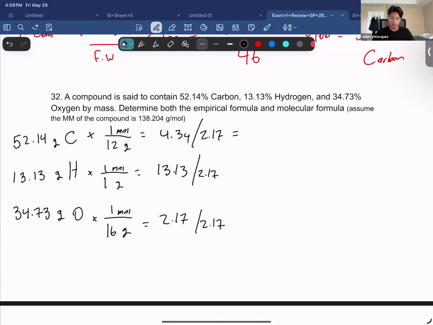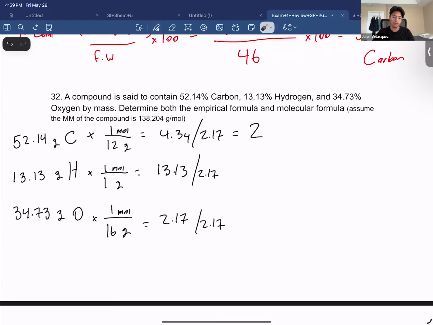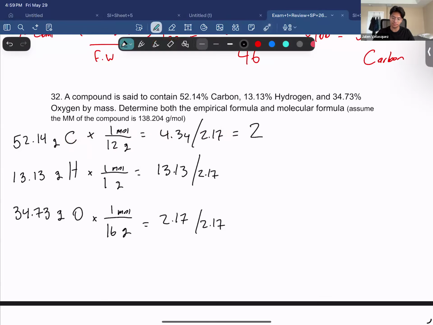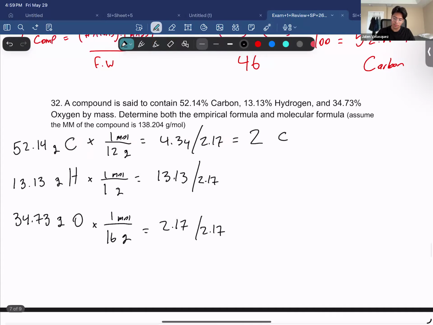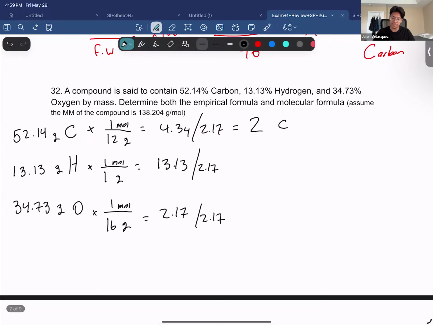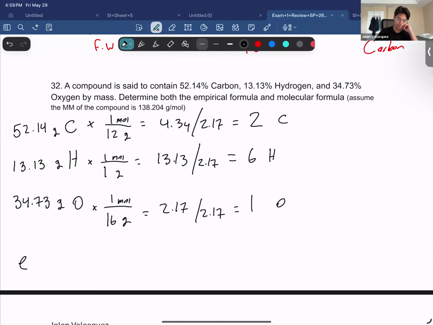Okay, so 4.34 divided by 2.17 is going to be about 2. And so note, do keep track of what element we're doing this for, right? So this is going to be 2 for carbon, 13.13 over 2.17 is about 6 for hydrogen, and then 2.17 divided by itself is just going to be 1, and that's for oxygen. Okay, here we have our simplest ratio, so our empirical formula is C2H6O.